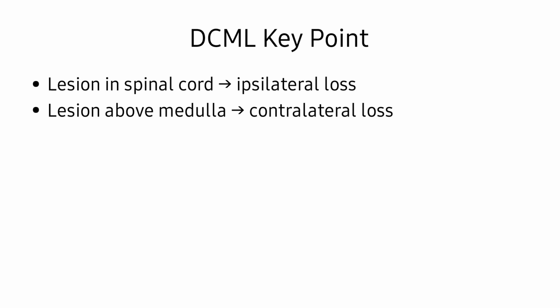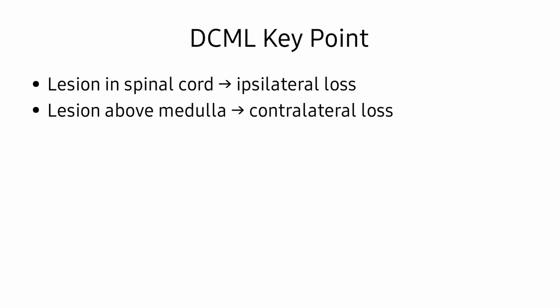Remember, it ascends ipsilaterally at which level? Level 1 and 2. So lesions in the spinal cord are usually what? Ipsilateral. So it causes ipsilateral loss. Ipsilateral loss of what? Those modalities. Ipsilateral loss of vibration, fine touch.